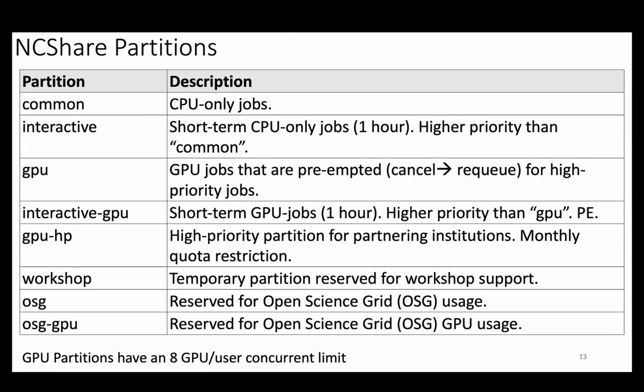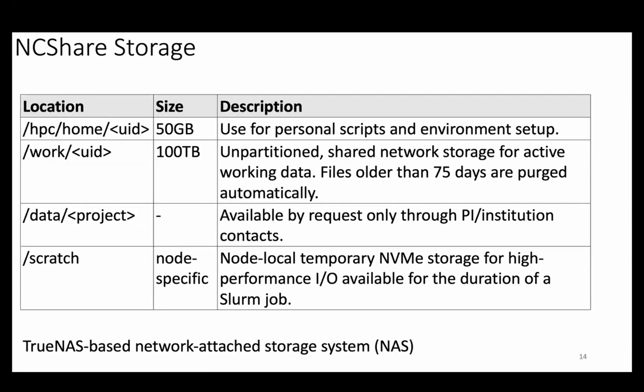There are some other partitions like workshops. That's for workshop support. It's temporary: we'd carve out a node when there's a workshop going on. And then NC Share is part of the Open Science Grid, which is kind of like a national pool of HPC resources that people can tap into. All right. And each of the GPU partitions has a GPU per user concurrent limit.